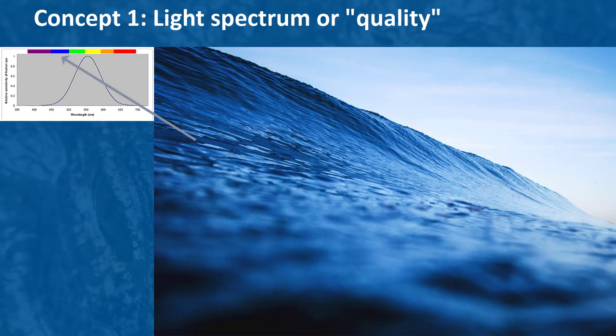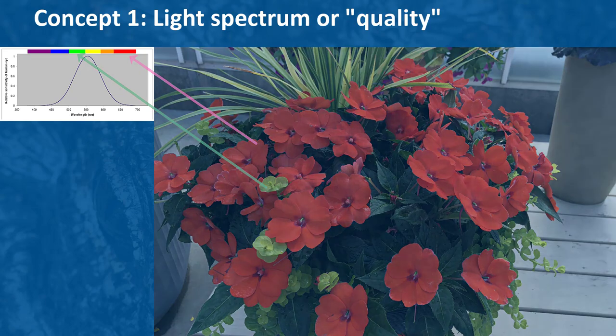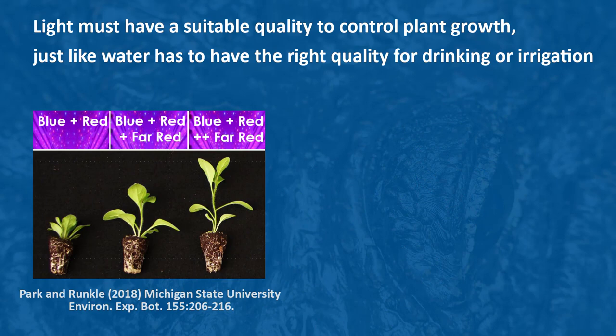For example, the ocean appears blue because it absorbs red wavelengths of light, around 660 nanometers, and reflects blue, around 450 nanometers of wavelength. Similarly, these New Guinean passion flowers reflect red wavelengths, and the leaves reflect green wavelengths. Only light with the correct quality or spectrum is useful for controlling plant growth in horticulture. For example, too much far red light caused these petunia seedlings to be very leggy in research by Michigan State University.